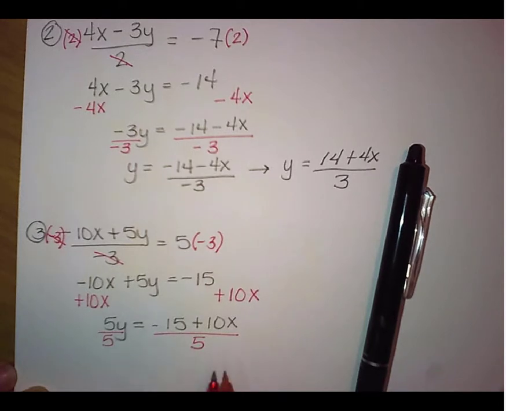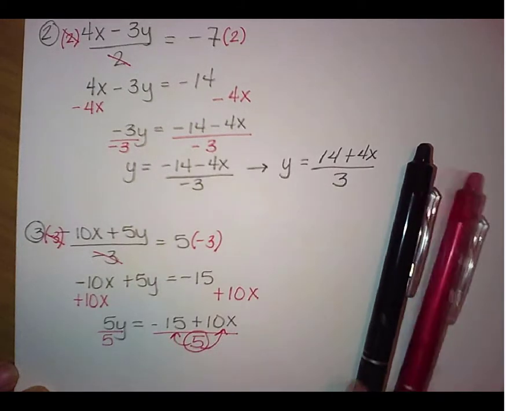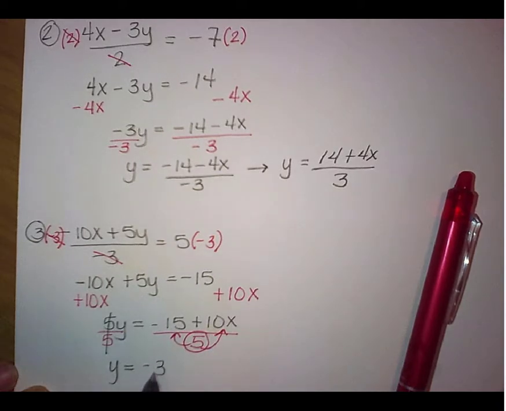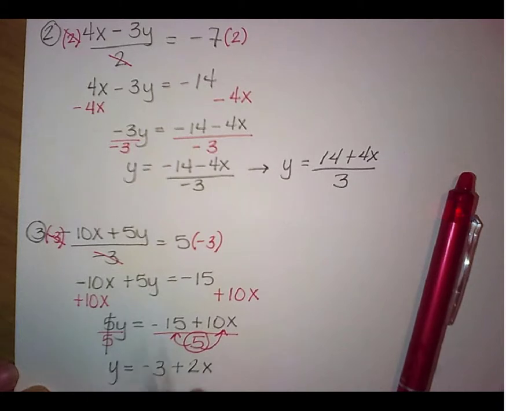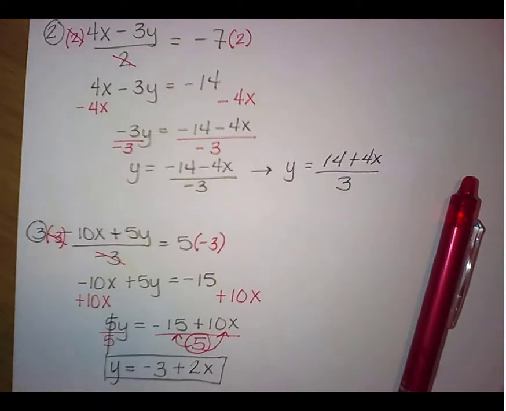And hopefully you notice, again, kind of like the previous one, this 5 will divide evenly into 15. It will divide evenly into 10. So we're going to actually reduce that. So we're going to have y equals, when we do negative 15 divided by 5, that's going to give us a negative 3. And then we're going to do 10 divided by 5, which would give us a positive 2x. So y equal to negative 3 plus 2x would be our answer for question number 3.